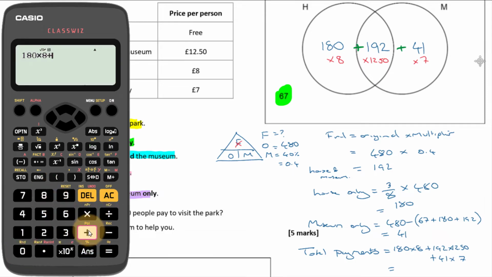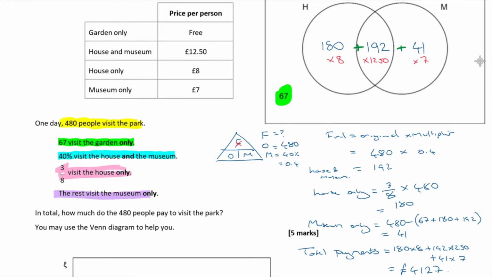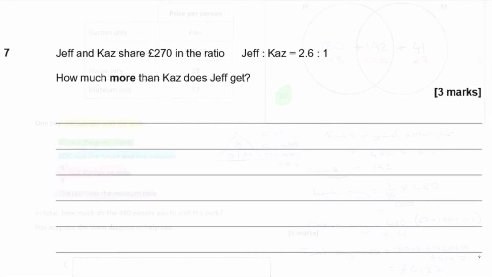Okay, job for the calculator. 180 times 8 plus 192 times £12.50 plus 41 times 7. I make that £4,127. Okay, not bad for a day's work. Question 7. Jeff and Kaz shared £270 in the ratio Jeff to Kaz of 2.6 to 1. How much more does Jeff get?